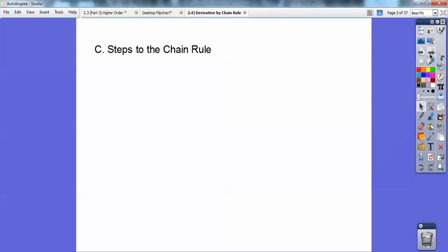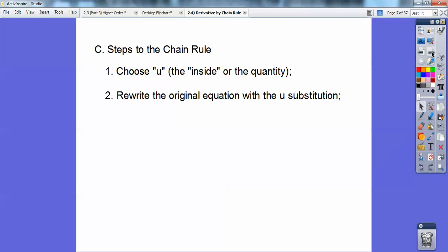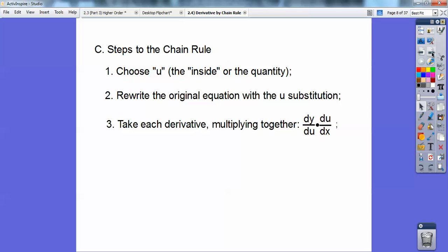So, steps to the chain rule. First step is to choose your u, and your u is the inside stuff: the stuff inside the parentheses, or the quantity, or the stuff inside a radical sign, or the cosine of something other than x. Then rewrite your original equation with your u substitution, so now y equals something in respect to u. Then take each derivative and multiply them together: the derivative of y with respect to u, and the derivative of u with respect to x. Then substitute your u back in and simplify everything.